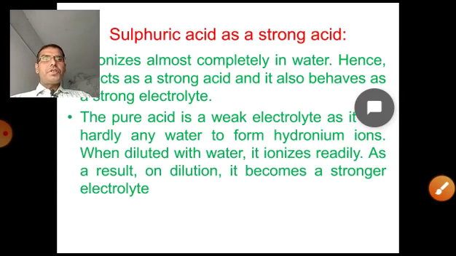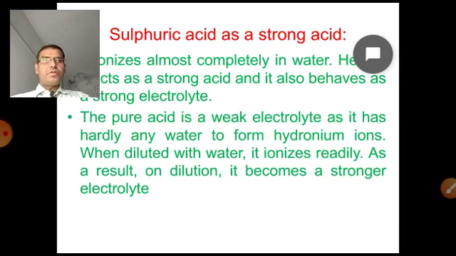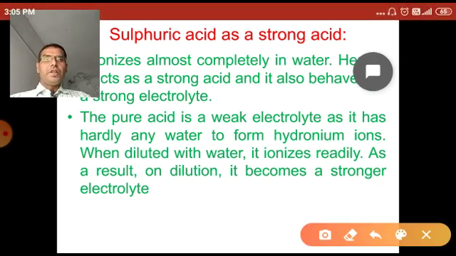Now the pure acid is a weak acid and a weak electrolyte also, as it has hardly any water to form hydronium ions. When diluted with water, it gets ionized readily. As a result, on dilution it becomes a stronger electrolyte, but in the concentrated or pure form of the acid, it does not get ionized.